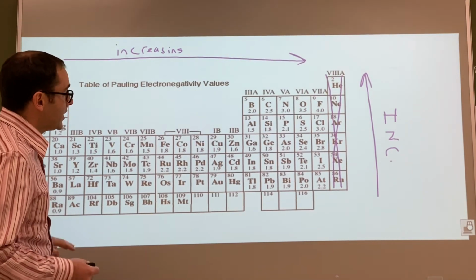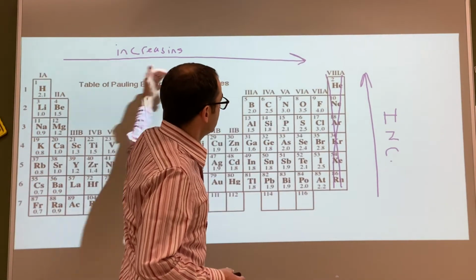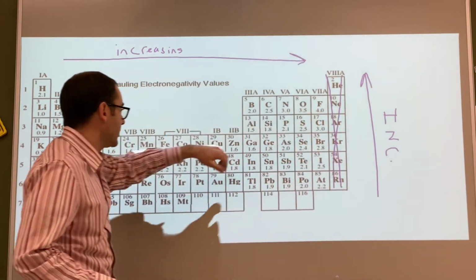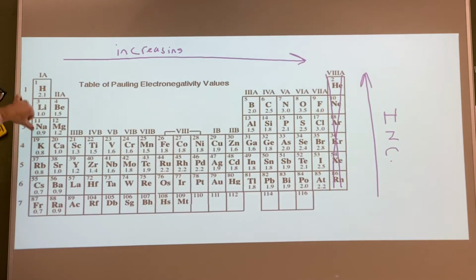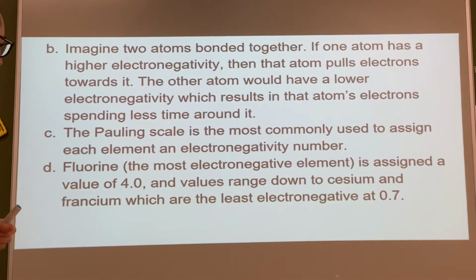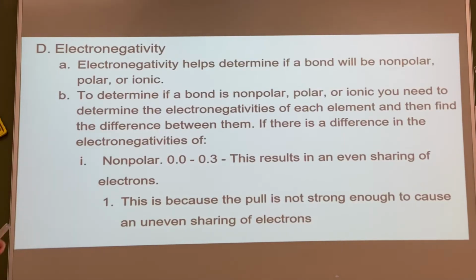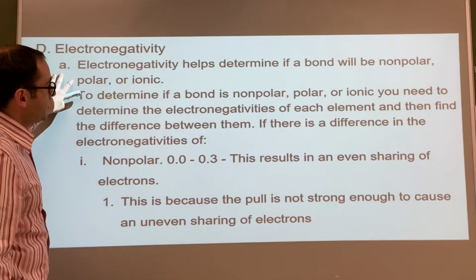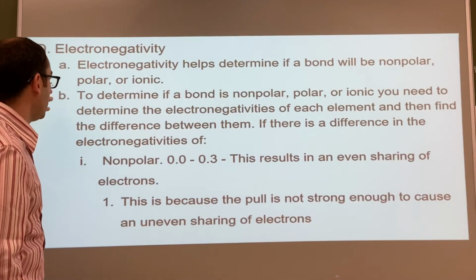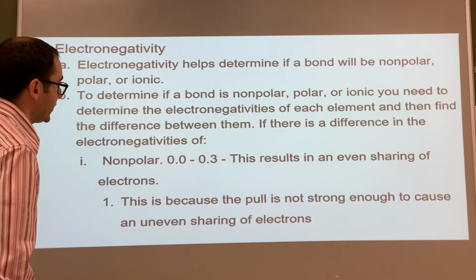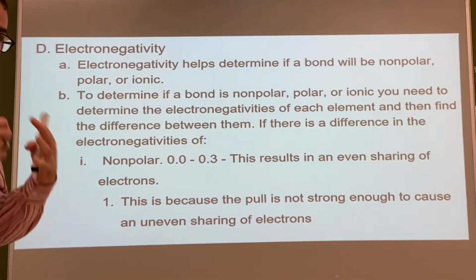So as you can see here, fluorine, because it's over and up, has the highest number, and cesium and francium are the lowest because they're to the left and then down. And we saw this last year a little bit when we were talking about water. Okay, so we got all that. Electronegativity helps determine if a bond will be nonpolar, polar, or ionic. Three terms we talked about a little bit again last year.